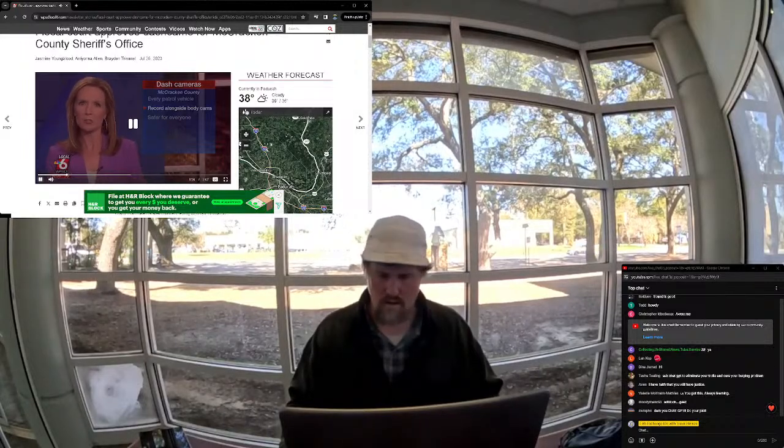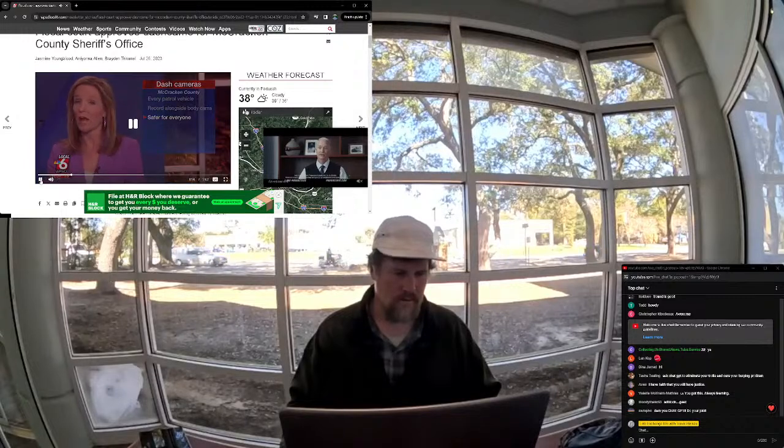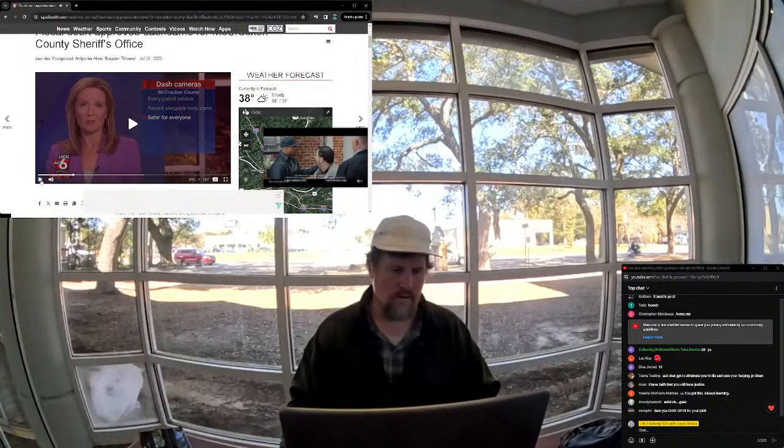Alongside body cameras the department already uses. Deputies say this new equipment is safer for everyone in the county.